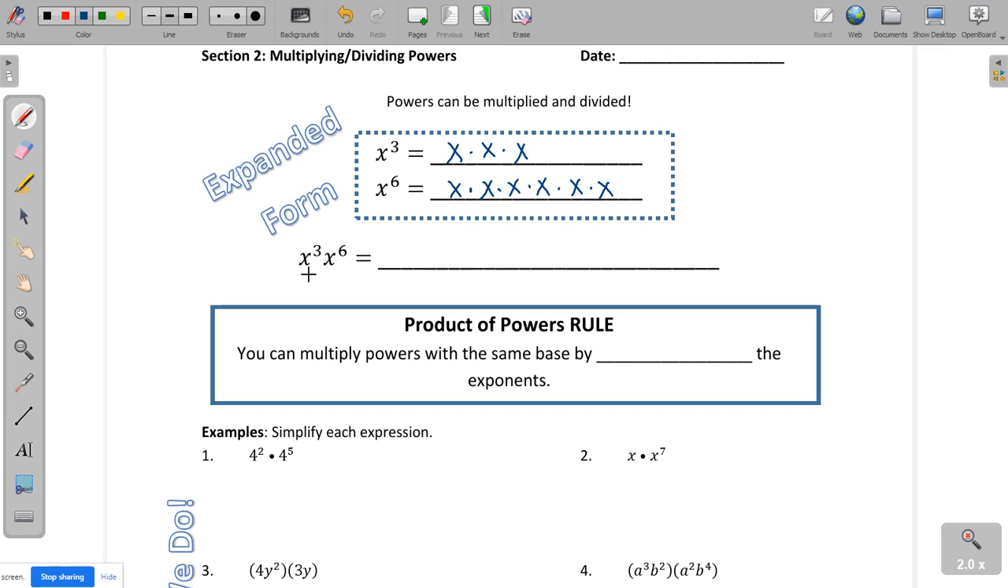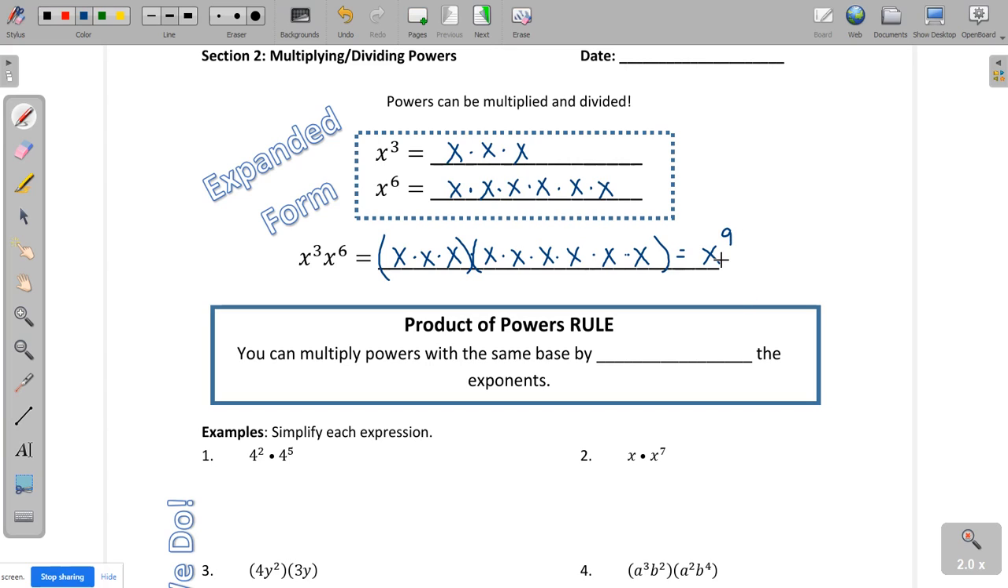So when we're multiplying x to the third times x to the sixth, we can rewrite x to the third as x times itself 3 times, and then do the same thing for x to the sixth. So when we multiply these together, how many x's do we have? We have 6 and 3, so that makes 9.